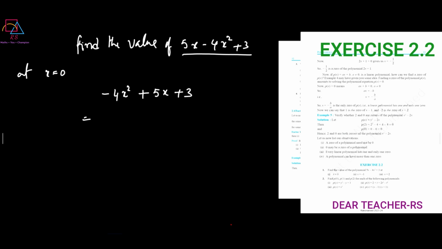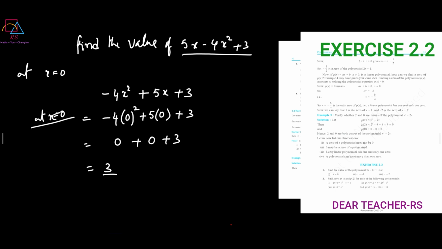Now replace x with 0. That means you put x is equal to 0, then what happened? Minus 4 will be as it is, 0 square, and 5 into 0 plus 3. So 0 square is 0, 0 into minus 4 is 0, and 5 into 0 is 0, and plus 3, which is equal to 3. So this is the first question. Now let me do the second question also.